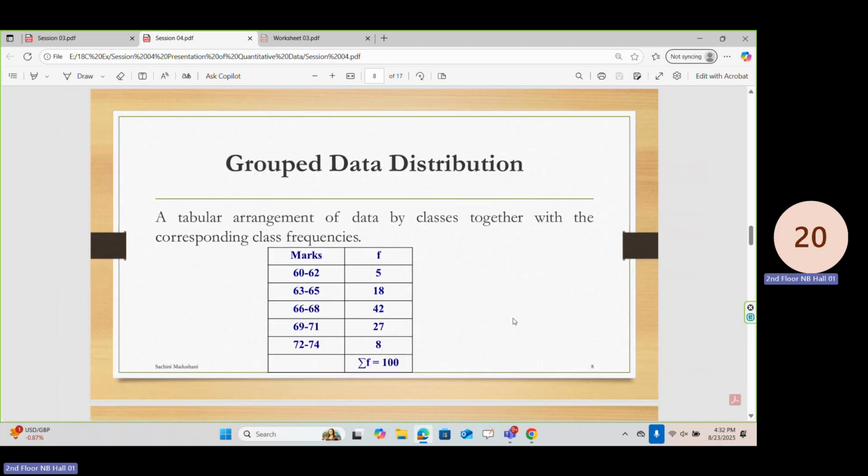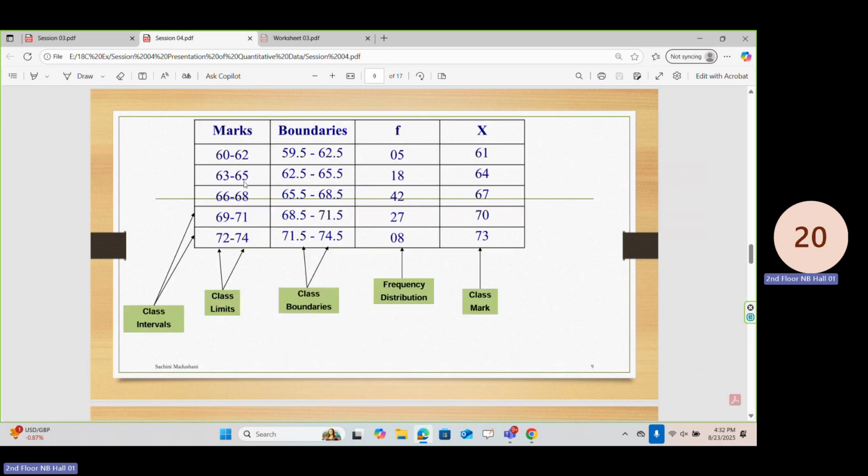Now clear? This we call grouped data distribution. Then these groups we call class intervals. You studied this in Sinhala. These are class intervals. The first class interval is 60 to 62. The second class interval is 63 to 65. These things are important to the next lesson, summary measures. We require this concept.